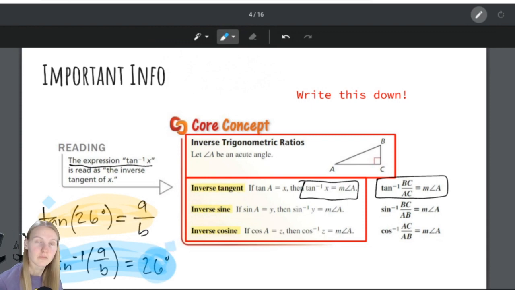So, yes, hopefully you have all of that written down. Inverse tangent, inverse sine, inverse cosine. Don't worry about it. We're going to do examples. It will make sense. It is the normal trig ratios, but we're going to undo them as well.